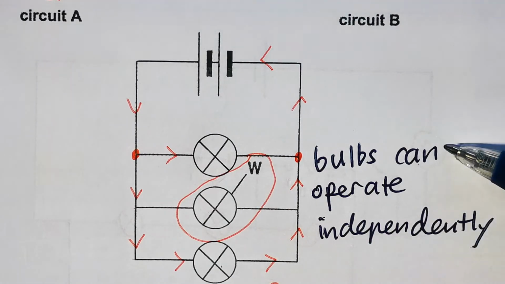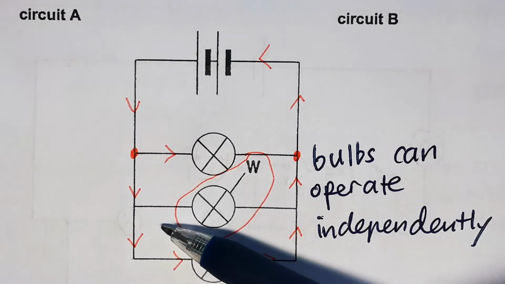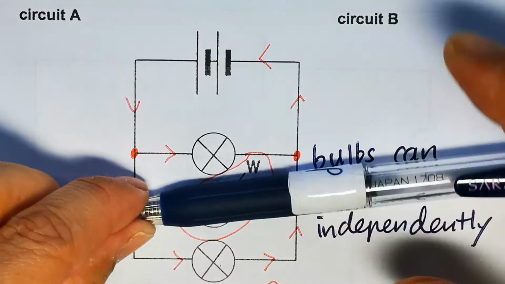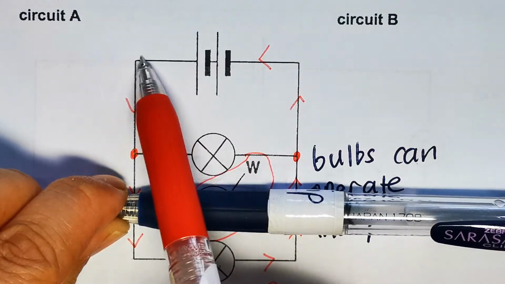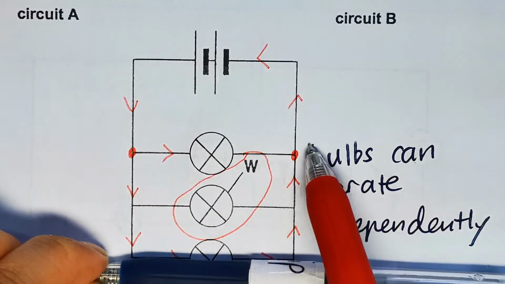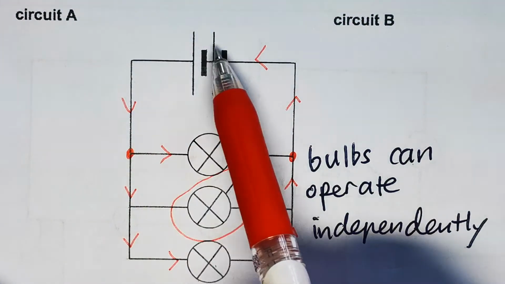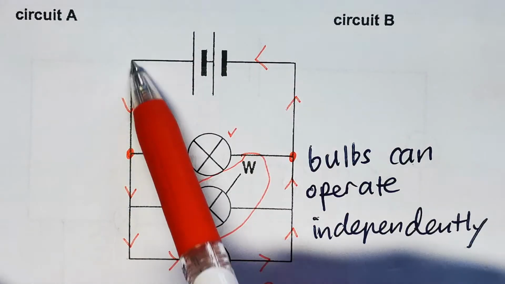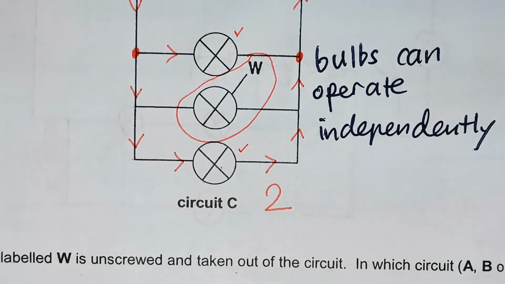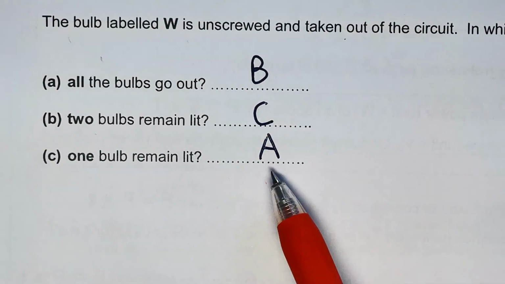Do remember that the advantage is that the bulbs can operate independently, which means that when this is taken out, I still have 2 more branches, right? So this branch here, one complete path. So yes, this one can light up. This one, another complete path. So this one also can light up. So 2 light bulbs can light up. And therefore, I will get my answer here, B, C, and A.